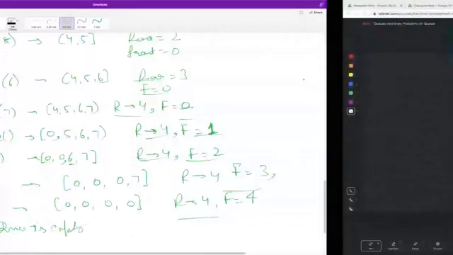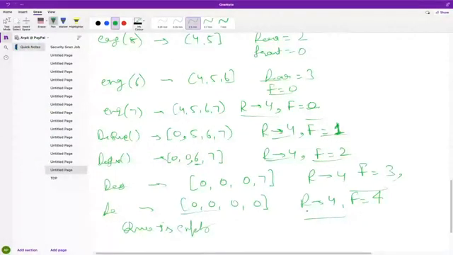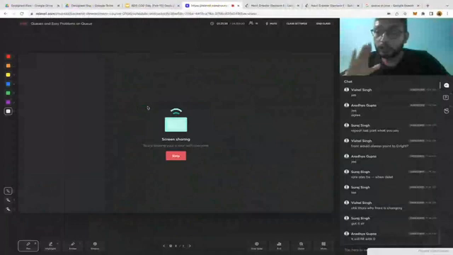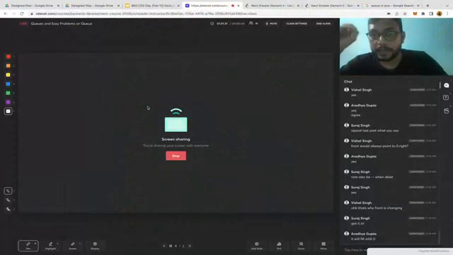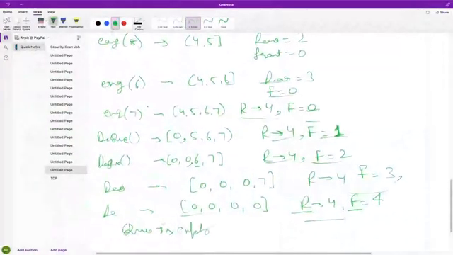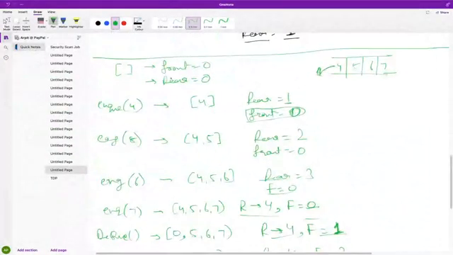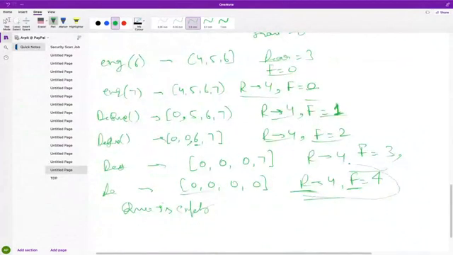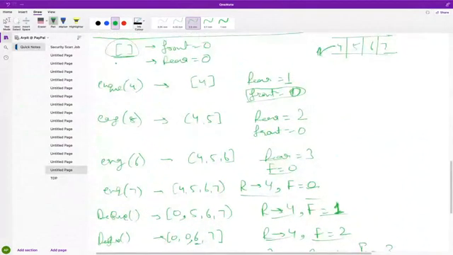So now with this scenario, I think you also got that wherever rear and front are equal, it means our queue is empty. You can see in this place also and this place also, in both places our queue is empty. There is no element in the queue.